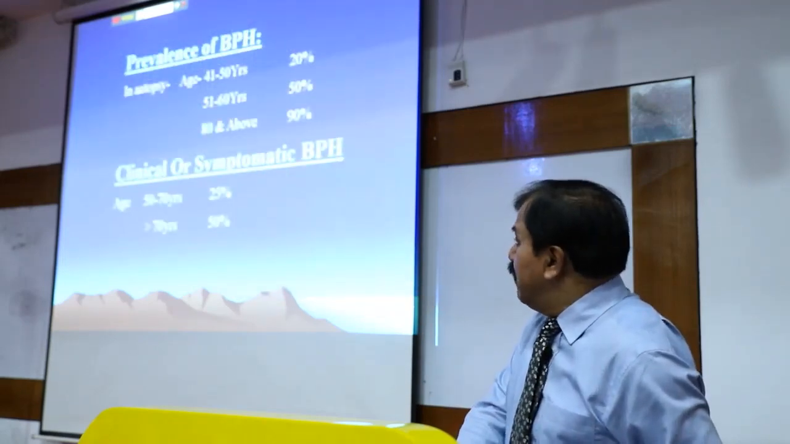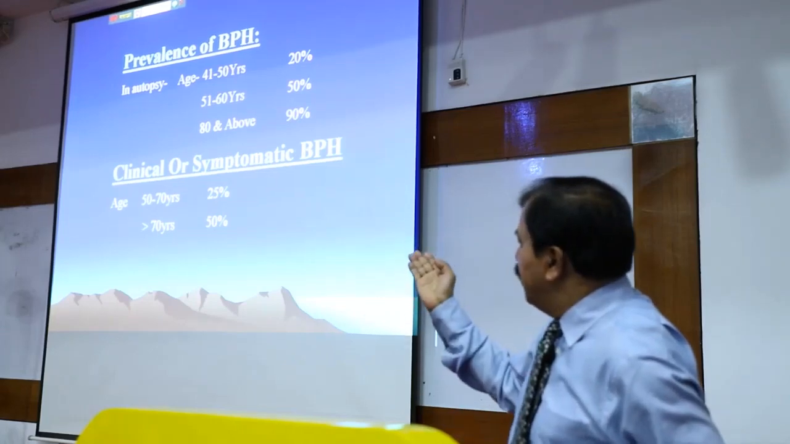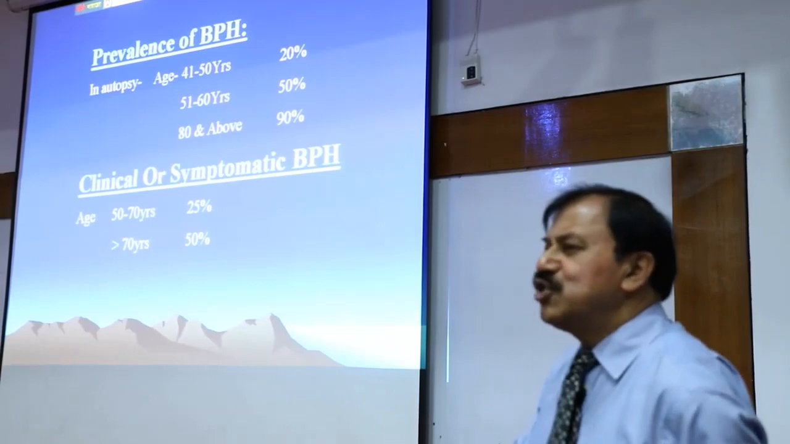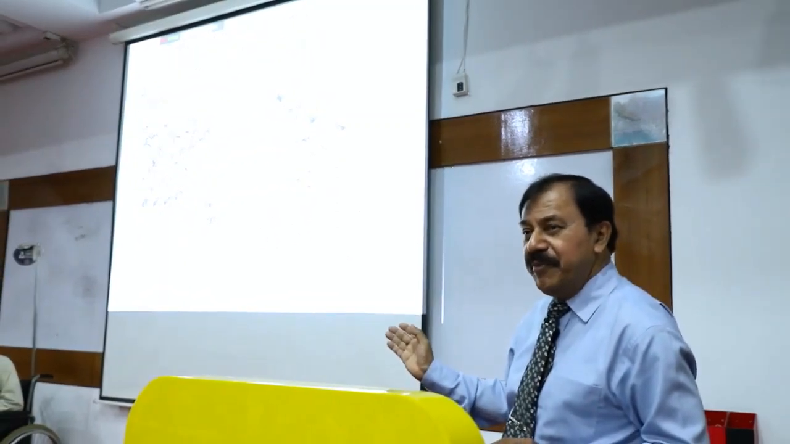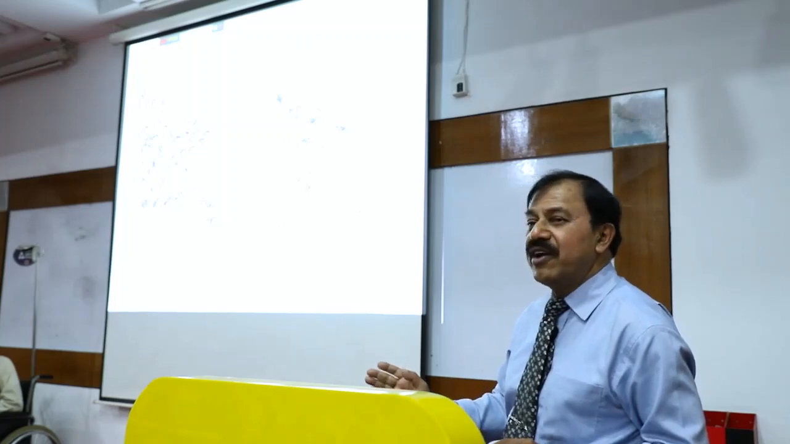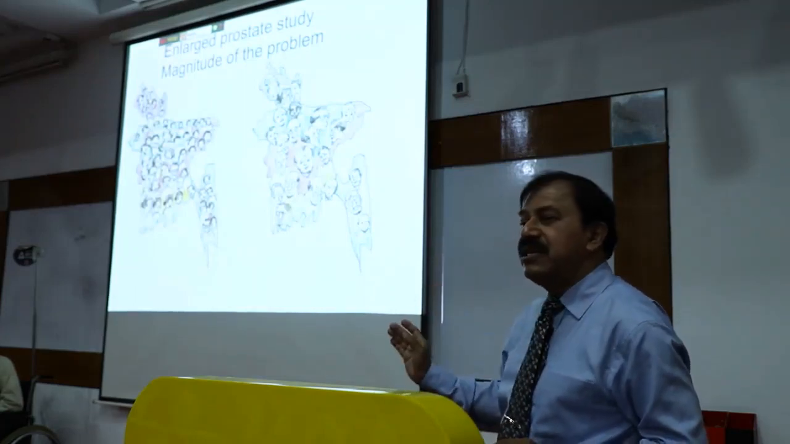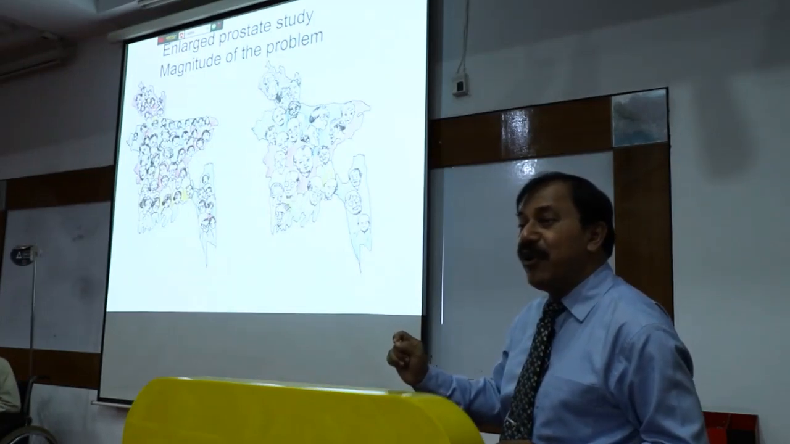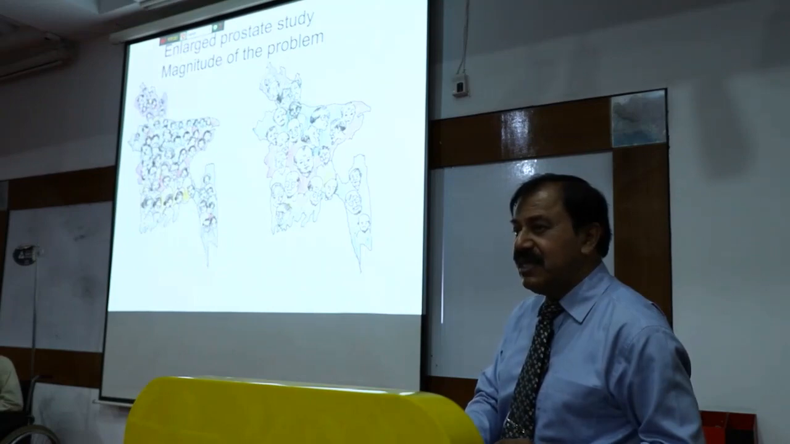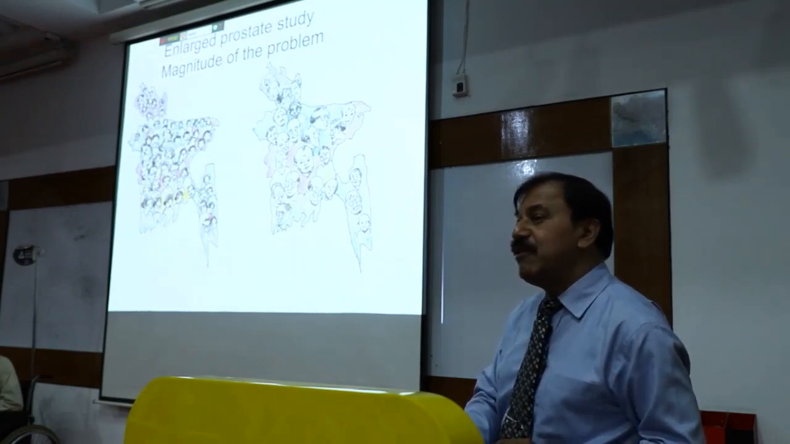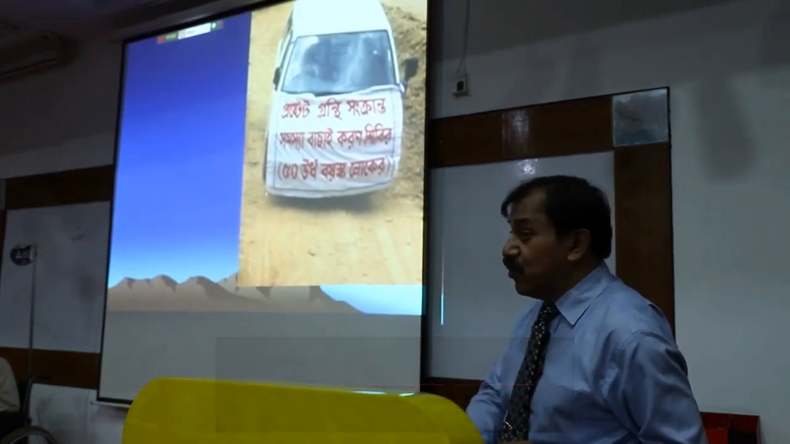If you go further, the prevalence of this disease. If you see in autopsy, this is the prevalence, and clinically symptomatic prostate disease is seen at age 50 to 70, 70%, and above 70, this is the distribution. It has been studied in this country, a study done by me, first in this country, on how many elderly males suffer from this problem. This study was done in one of the Upazilas in Gazipur, and it has been documented that 39.5% of elderly males of this community suffer from enlargement of the prostate. 39.5% is a big number of people in this country suffering from this enlarged prostate. That is the study done in this country.